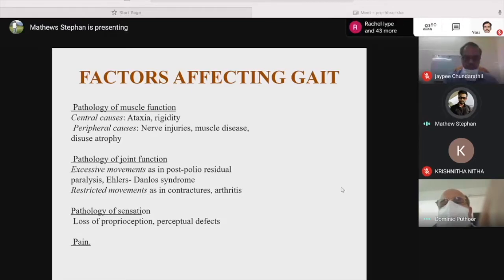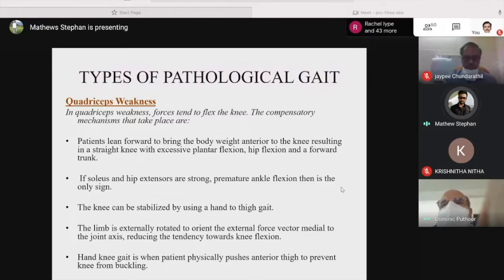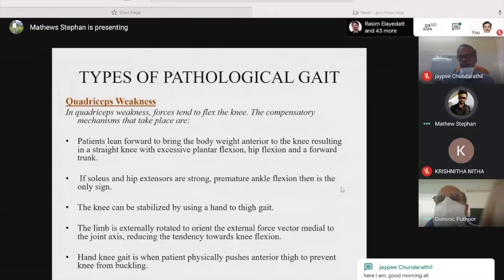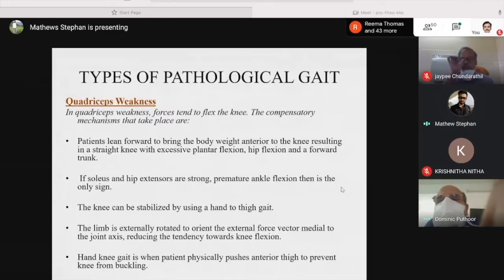Coming to the pathological gait. There are various conditions where pathological gaits occur. First of all, quadriceps weakness. In quadriceps weakness, forces tend to flex the knee, and the compensatory mechanism is that the patient leans forward to bring the body weight anterior to the knee, resulting in a straight knee with excessive plantar flexion, hip flexion, and a forward trunk. If the soleus and hip extensors are strong, premature ankle plantar flexion is the only sign.